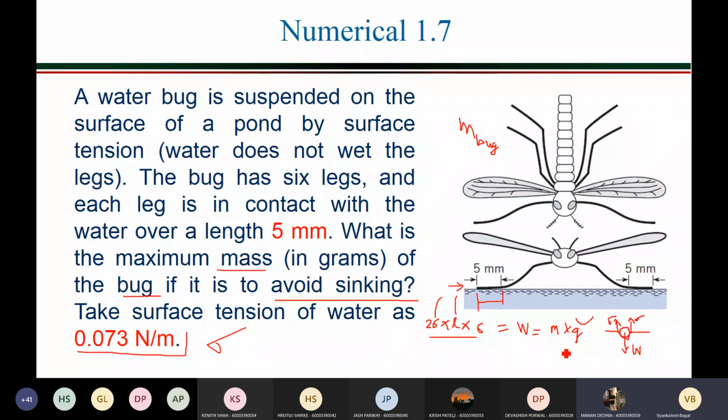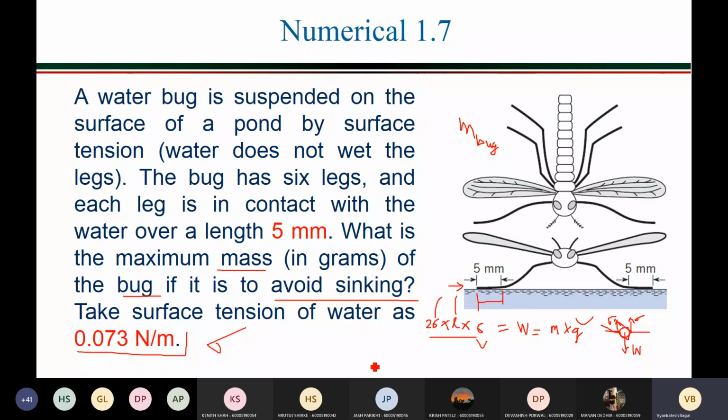Yes, tell me: I took 2 sigma because the tension acts on both sides of the leg. If I show it in the third direction, then both will be there, right? So that's why we are taking 2 sigma per leg, and l is the length which is in contact. Okay? And what is this 6 for? Because 6 legs are there. So 6 such cylinders will be in contact. This is what we are assuming.